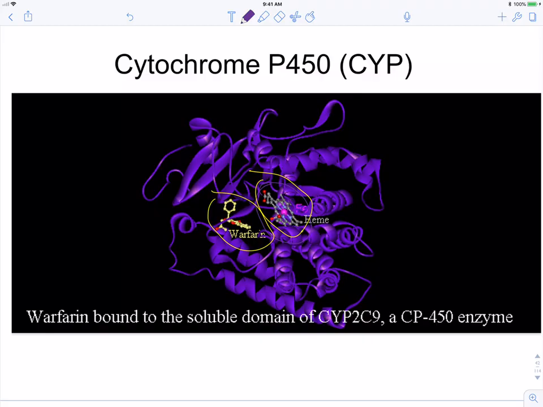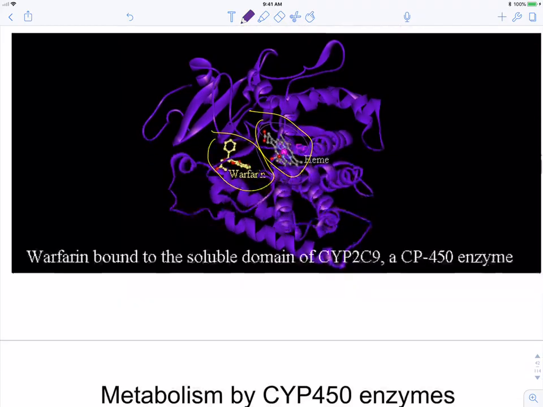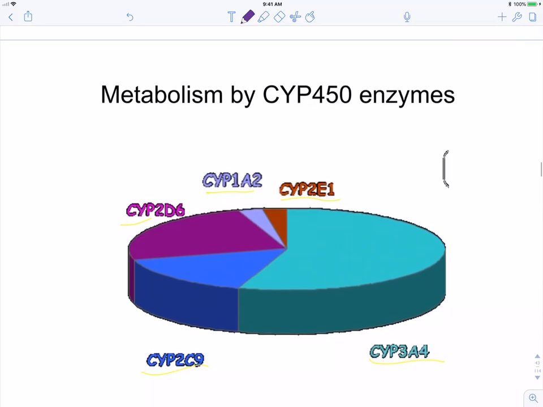We have luckily the crystal structure of many of these enzymes, where we can see that they contain a heme. In this case, this is one of these enzymes that has coordinated warfarin, which is an anticoagulant drug. There are 5 main subfamilies of these enzymes, and they basically differ by sequence, but generally speaking, the active site and the mechanism of action are the same.